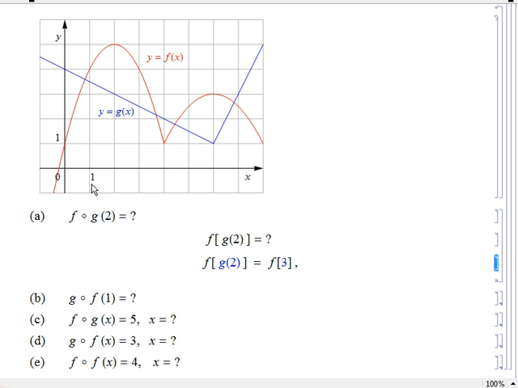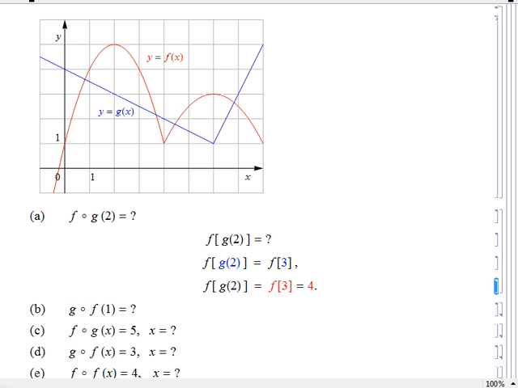X equals 1, 2, 3, and then the pointer on the graph is right over there, and that y-coordinate value is my function value. That's 4, isn't it? 4.